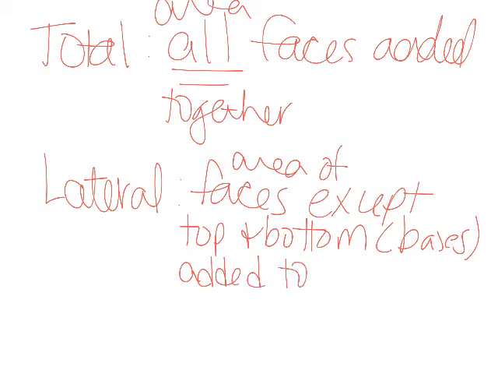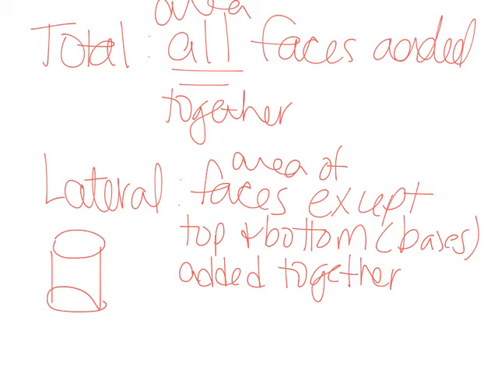Okay, so total surface area is basically what it says. It's the area of every single face added together. And lateral surface area is the area of the faces except for the top and the bottom, which are our bases, added together. So lateral is like talking about the label on a soup can. If you can picture a soup can, okay, watch my can here. Isn't this a nice can? So think the label just goes on this part here. Does it go on the circle on the top? It doesn't go on the circle on the bottom. It just goes around the middle. That's lateral surface area.